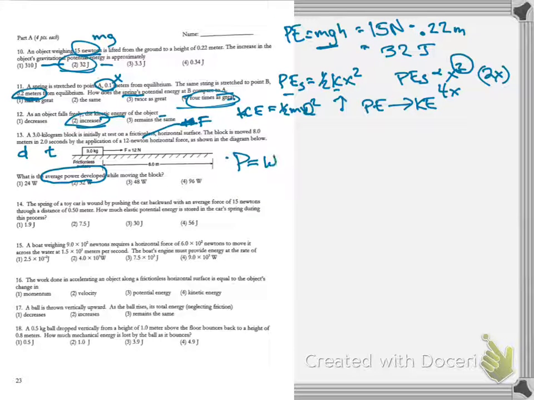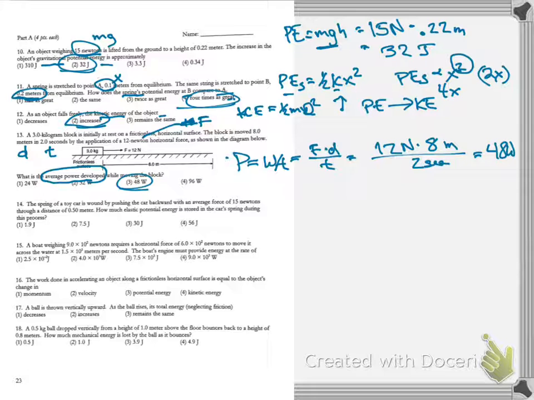Power is work over time, so force times distance over time. The force is 12 newtons. The distance is 8 meters, and the time is 2 seconds. So I believe the answer is 48 watts.